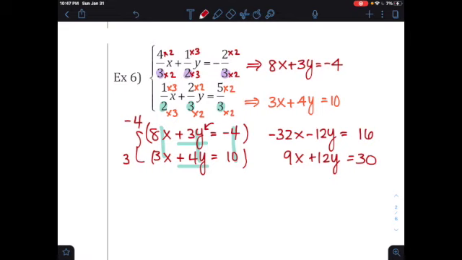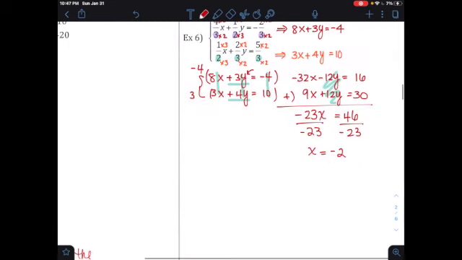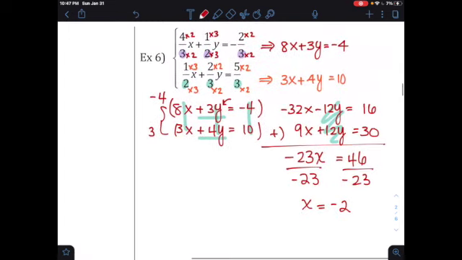And then if you add them together, you'll have negative 32 plus 9, and that's negative 23x. Then you know the y cancels out. That's going to give you 46. Divide by negative 23 on both sides. x equals negative 2. And because x equals negative 2, I'm going to plug it in.